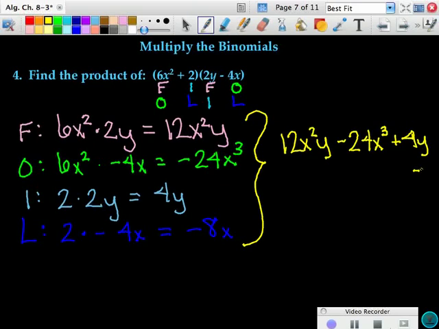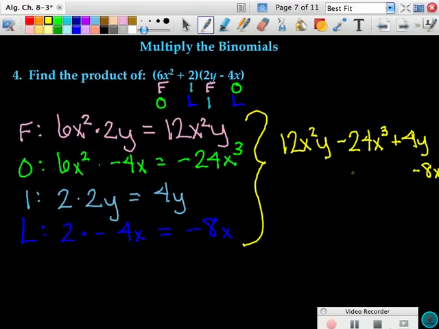Sorry, it should all be in one line. I just ran out of room over here. Anyway, so there you are. No like terms. Nothing looks exactly the same. X squared y, there are no others of those, and so on for the other ones. Totally simplified, nothing else you can do.